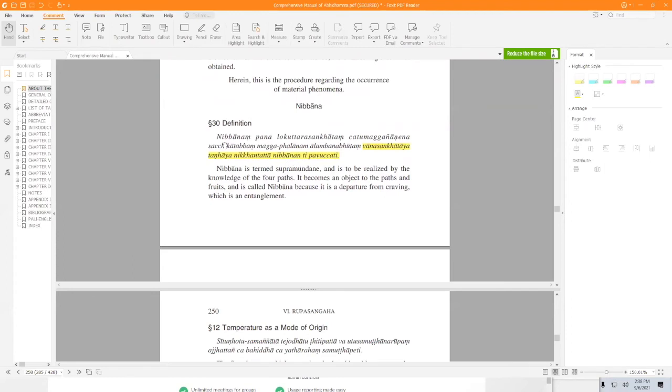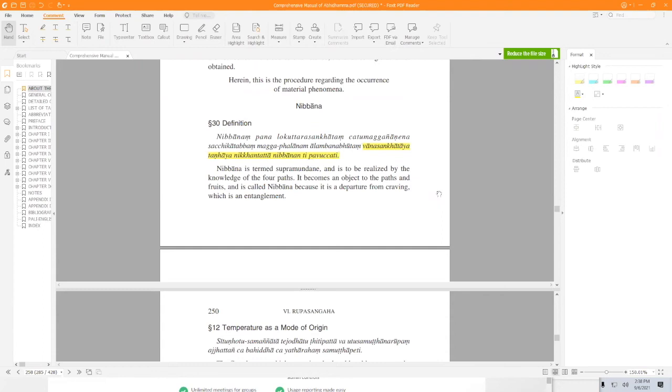And first it gives a definition. So it says that Nibbana is first, I use the English word supramundane. The Pali word is lokuttara, which might also be translated as world transcending. And this is to be realized by the knowledge of the four noble paths. So we have the paths of stream entry, once returning, non-returning, arhatship.